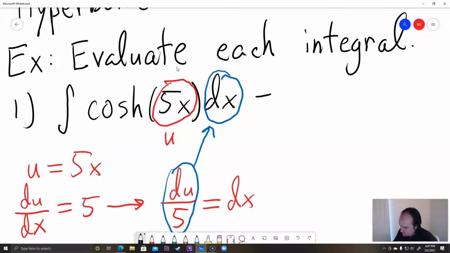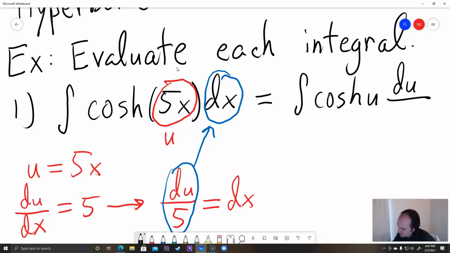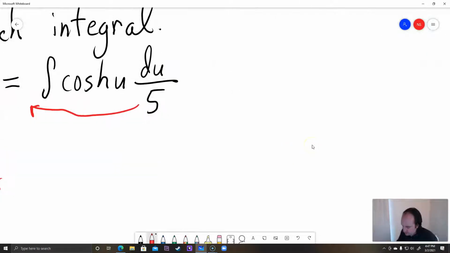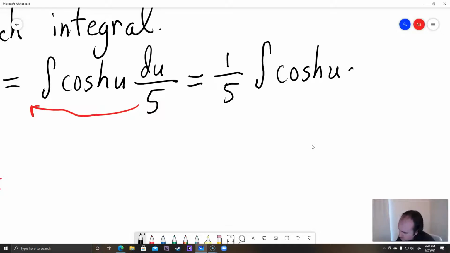Standard u substitution. So what we get here is the integral of cosh of u times du over 5, right? Because we said dx was the same as du over 5. All right, and then the 5 in the denominator can just be factored out front because it's a constant. So if we bring the 1/5 out front, then we're just going to have 1/5 times the integral of cosh of u du.